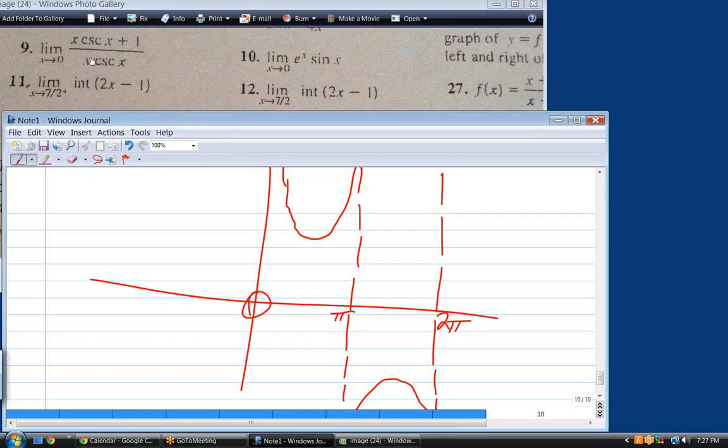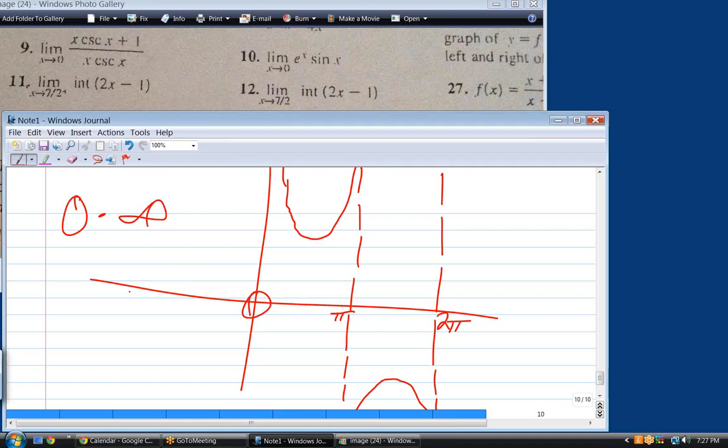So, I got a problem here. I got x, which is 0, times the cosecant of 0, which is infinity. Well, when you have 0 times infinity, that's also indeterminate. Indeterminance is something you don't generally get until you get into Calc BC.